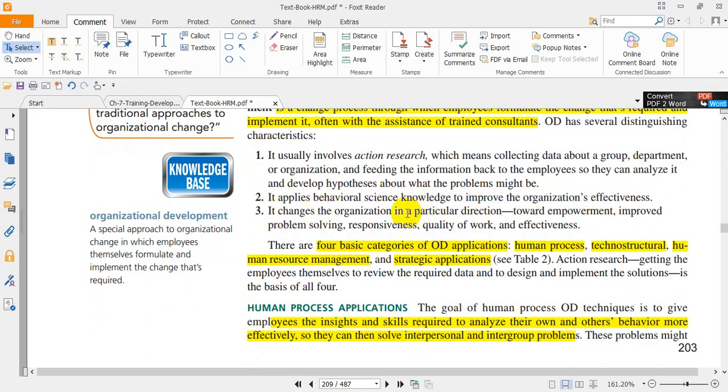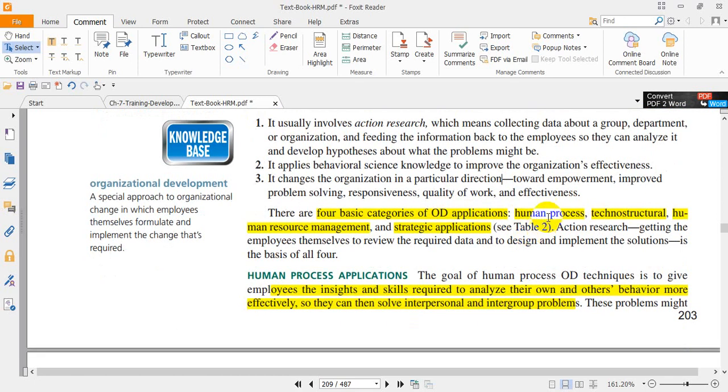It changes the organization in a particular direction toward empowerment, improved problem solving, responsiveness, quality of work, and effectiveness. There are four basic categories of organizational development applications: human process applications, techno-structural applications, human resource management applications, and strategic applications.